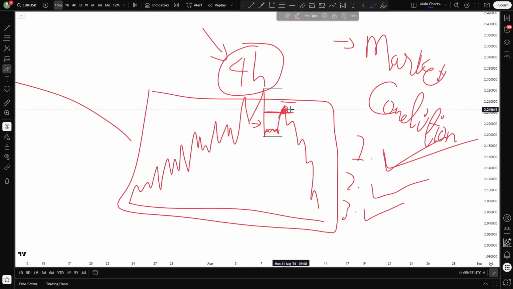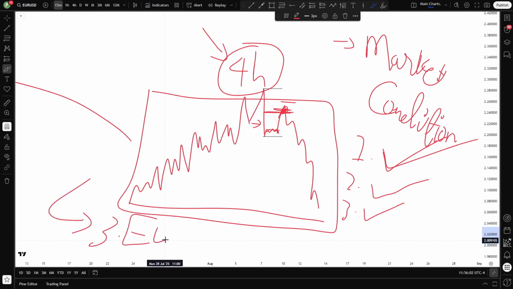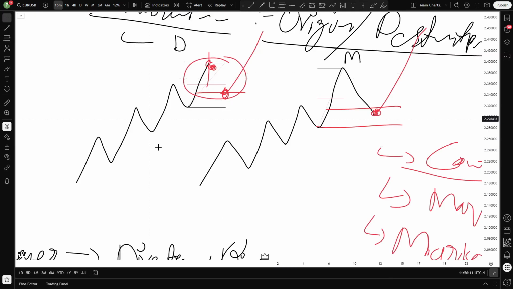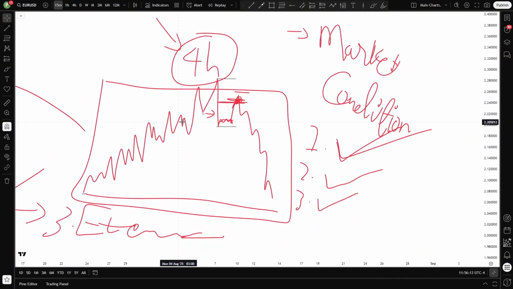And from this point on, you'll then move on to the third layer, which is the execution layer. Okay, so this is what the first two layers were about: figuring out the directional bias, and then identifying a proper market context on the 4-hour, and then checking the market conditions. Okay, I've just given you a simple graphical overview of what I wanted to explain to you.